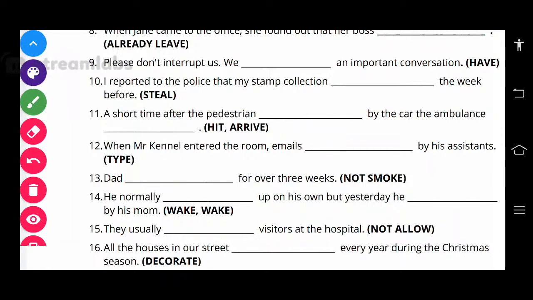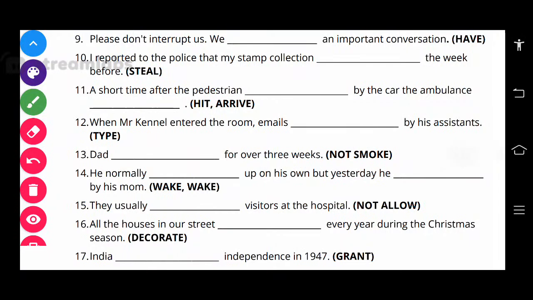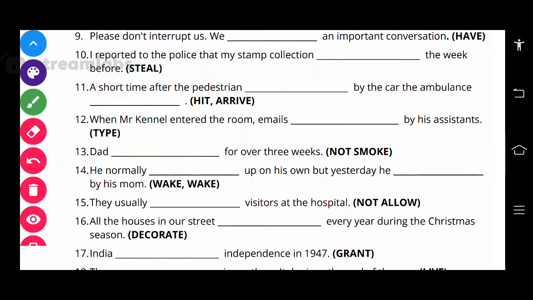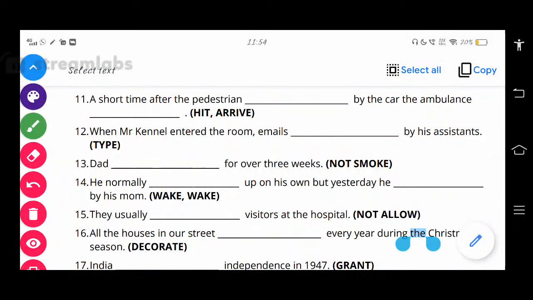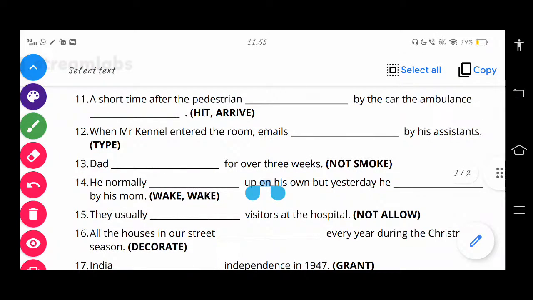Okay, right? I think you understood example 11. Okay, let's see the 12th example. When Mr. Kennel entered the room, the email was dash by his assistant. Yeah, this is also one of the examples. Try to think. Try to squeeze your brain. Just you need to subject your brain to the right way of thinking.